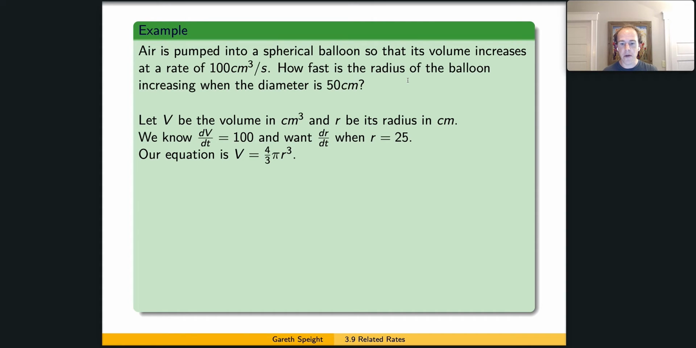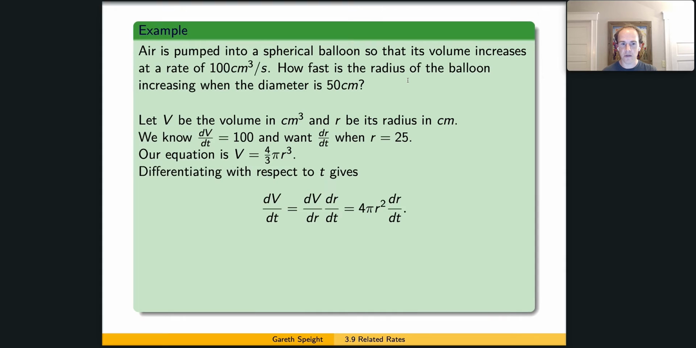Where does this equation come from? It's going to depend on the context, right? So when we had a square, it was A equals x squared. Here it's going to be V equals 4/3 pi r cubed. It's just going to depend on the problem, how the variables are connected. We'll see a problem in a second where we have to use Pythagoras, for instance.